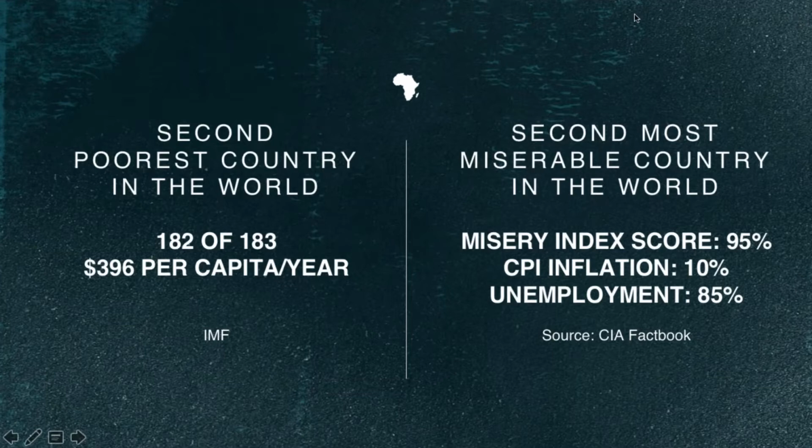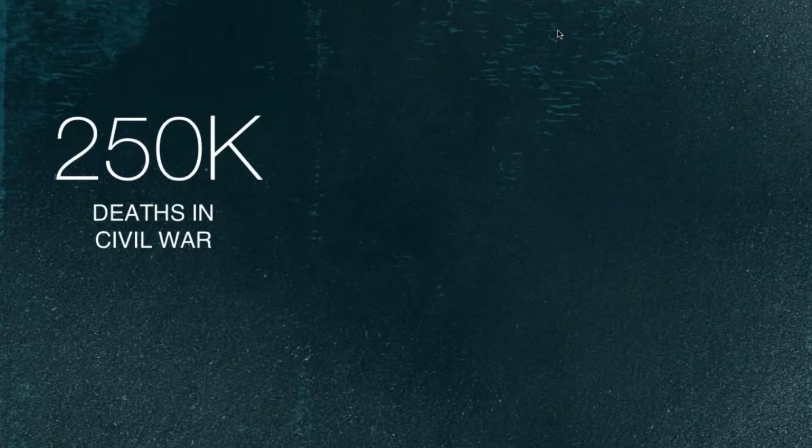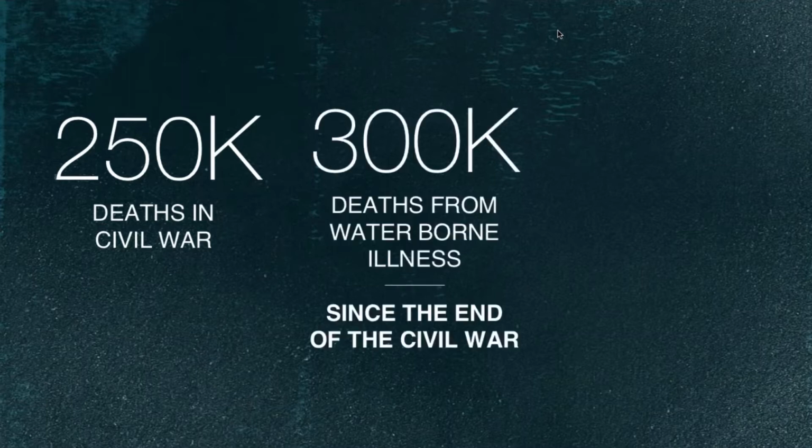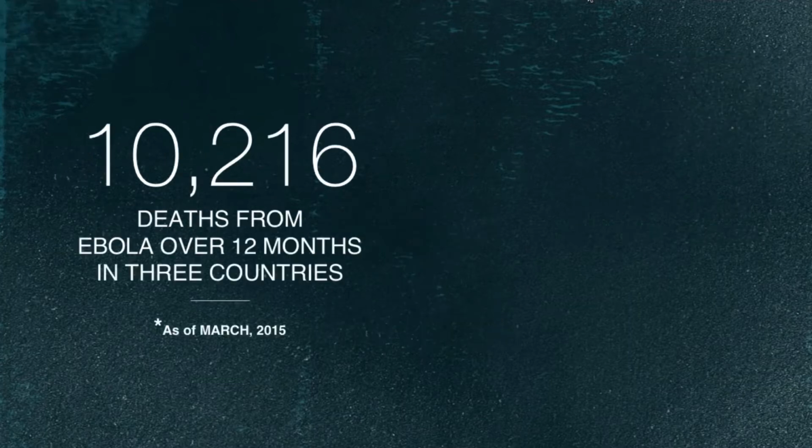And because of all the things like the Civil War and Ebola, that actually ended up being a challenge. And so they looked at what the greatest physical need was there, and that happened to be water. Water was a huge need. There's lots of water in Liberia, but it's all surface water and it's super contaminated. I didn't know these stats, but 250,000 people died in the Civil War in Liberia, and there were 300,000 deaths from waterborne illness since the end of the Civil War, which is just crazy.